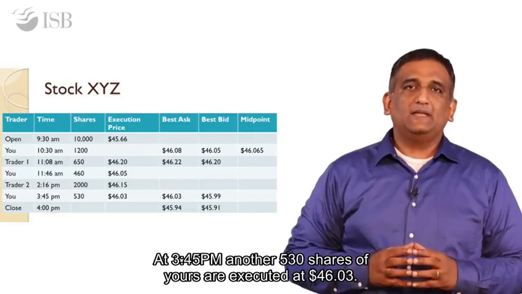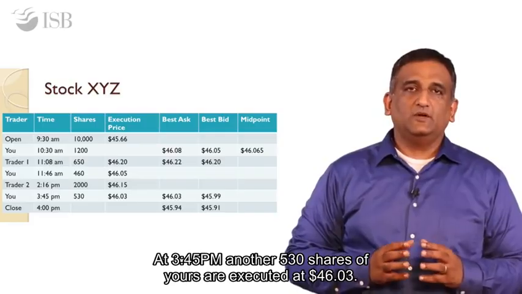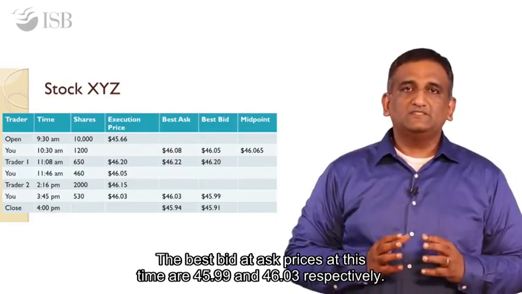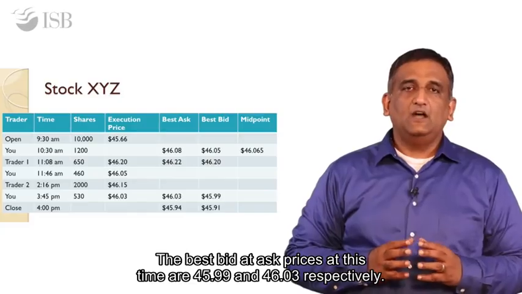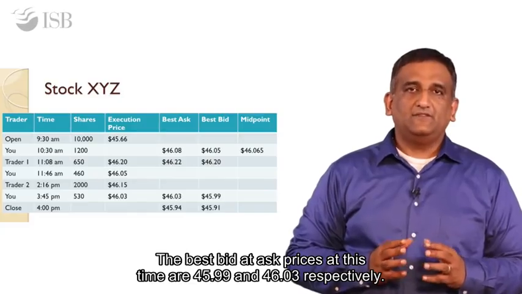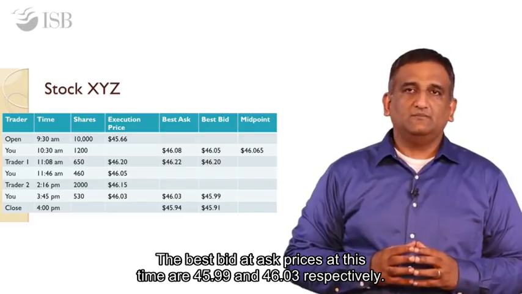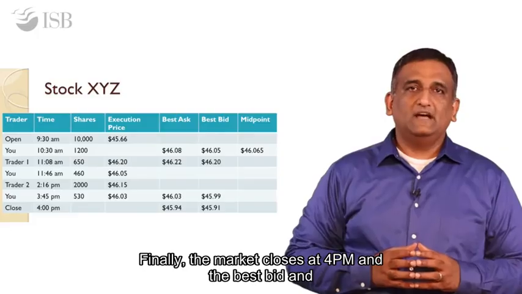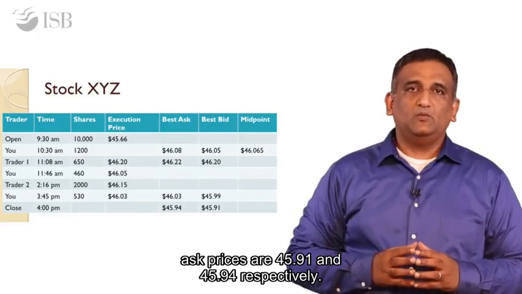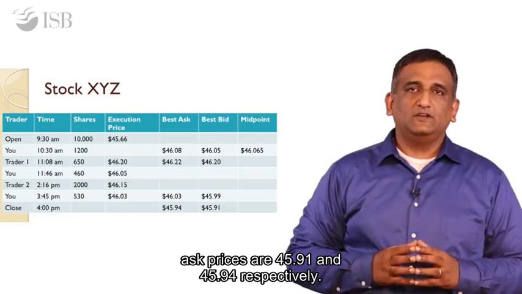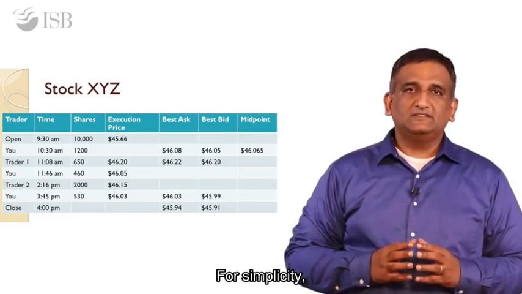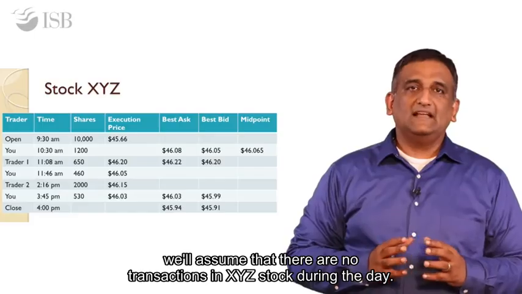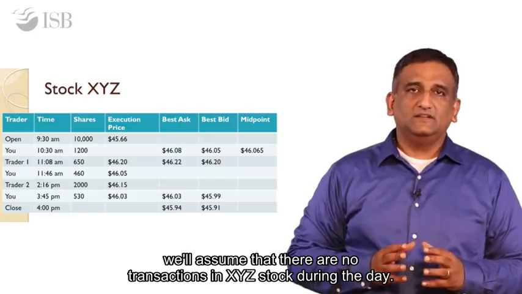At 3:45 p.m., another 530 shares of yours are executed at $46.03. The best bid and ask prices at this time are 45.99 and 46.03 respectively. Finally, the market closes at 4 p.m. when the best bid and ask prices are 45.91 and 45.94 respectively. For simplicity, we'll assume that there are no other transactions in XYZ stock during the day.